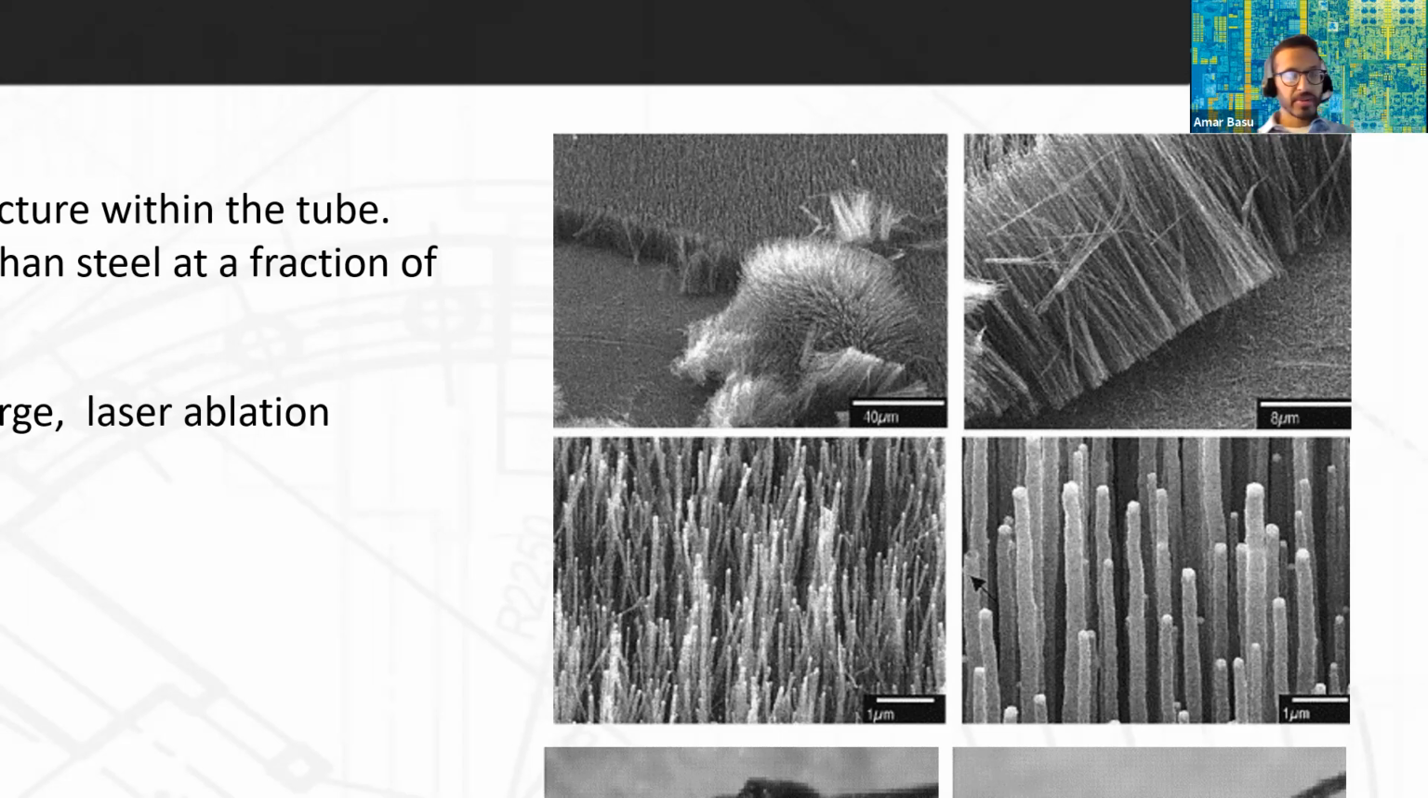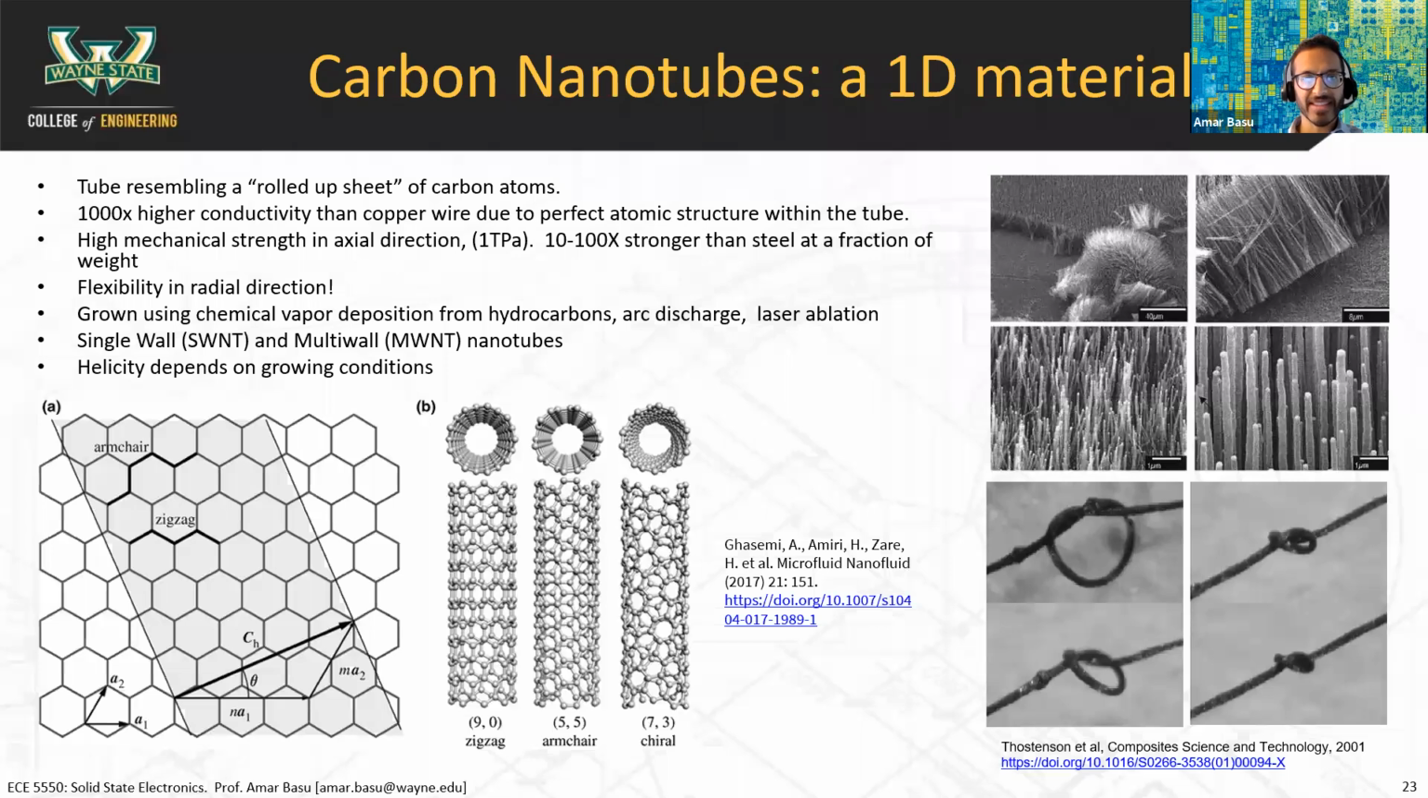Because of that high surface area to volume ratio, carbon nanotubes are really good at sensing things in the environment. They're used as gas sensors. They're used even for solar energy. There's a lot of research going on in the use of carbon nanotubes for converting light to electricity and so on. A lot of interesting applications for carbon nanotubes.